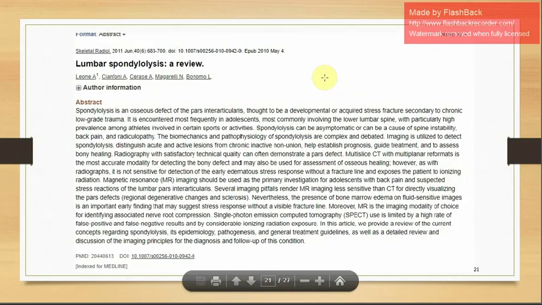Another review article, that is lumbar spondylolysis, and they have reviewed this condition about the pathophysiology and the biomechanics, how it is altered and how it happens, and how it is responsible for the low back pain, and what the diagnostic procedures are.